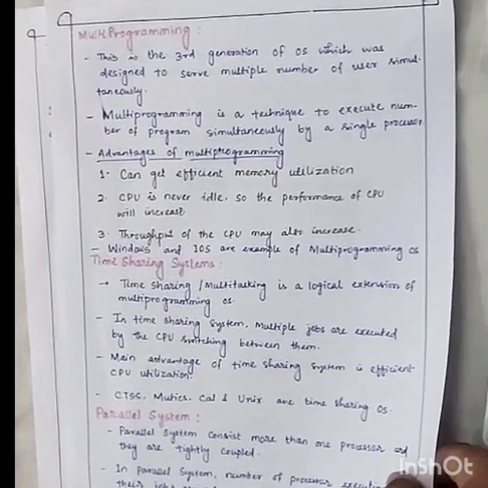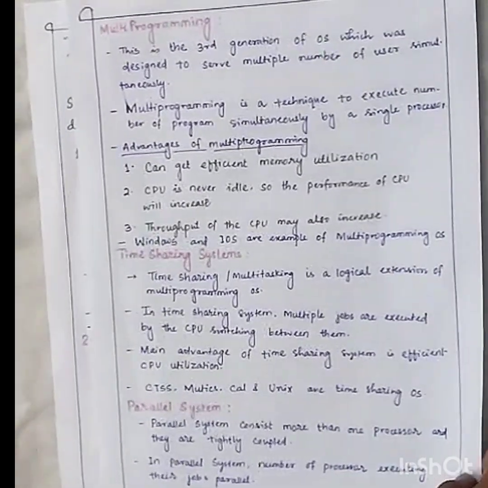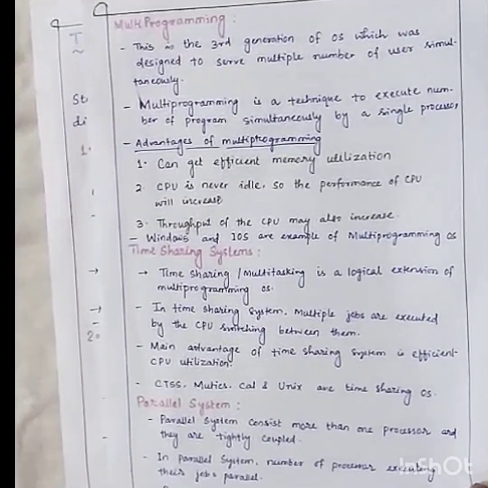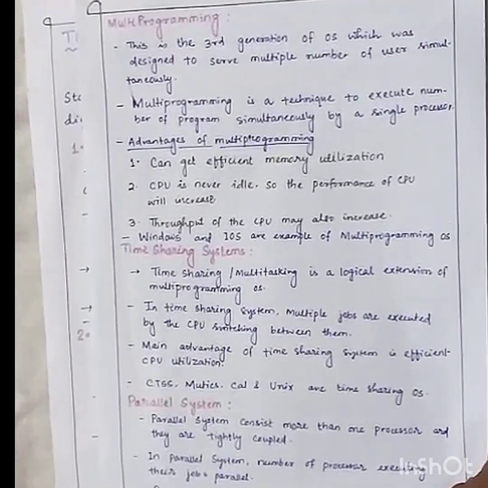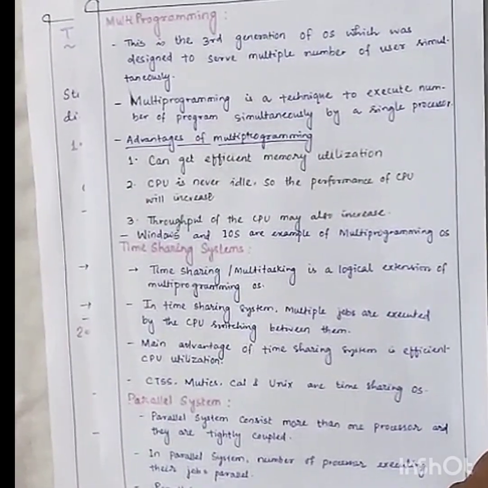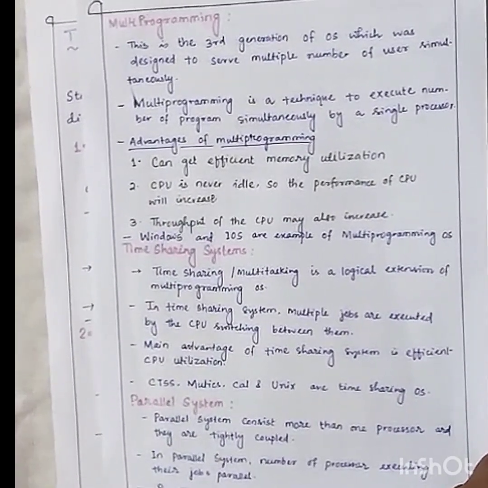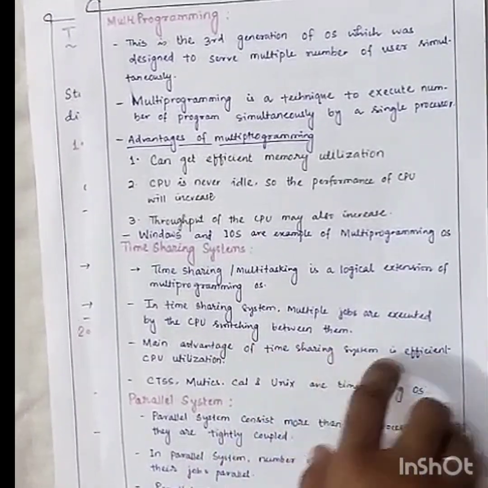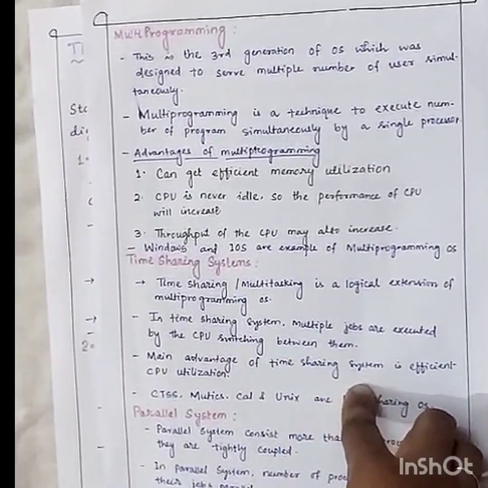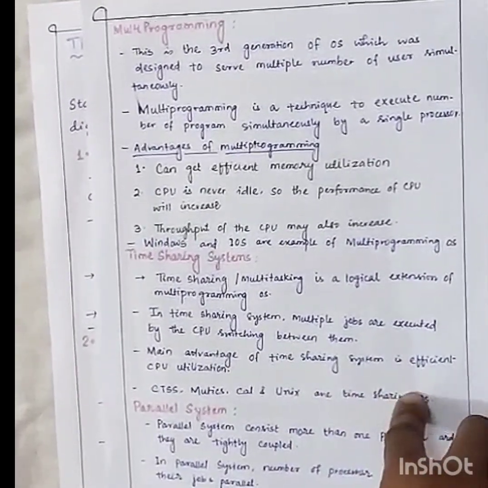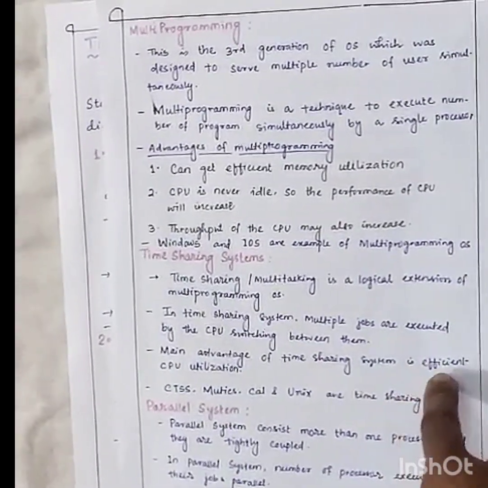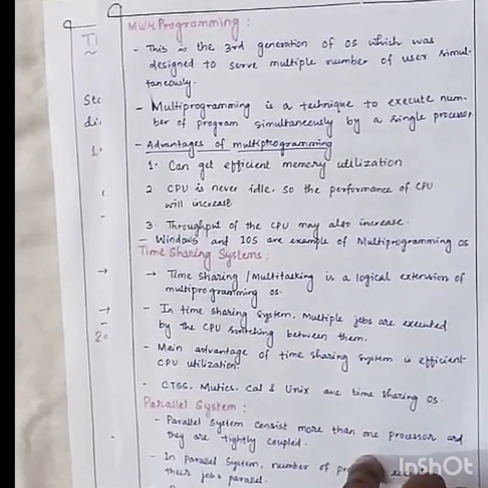Then the fourth generation, after multi-programming, is the time-sharing operating system. Time-sharing operating system is just an enhancement or logical extension of the multi-programming operating system. In a time-sharing system, multiple jobs are executed by the CPU by switching between them. Switching between them means if a programmer executes some programs inside the CPU, and in the meanwhile the program needs some IO request, then the CPU switches from one program to another program.